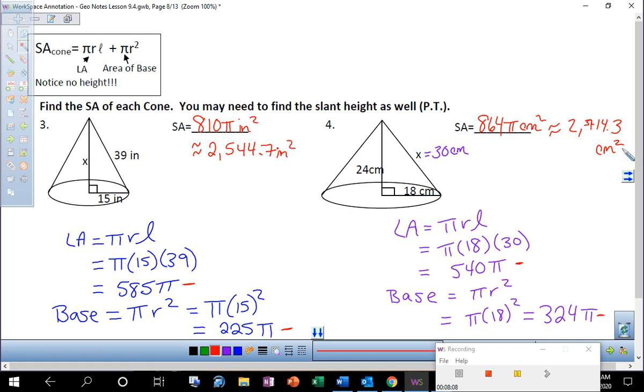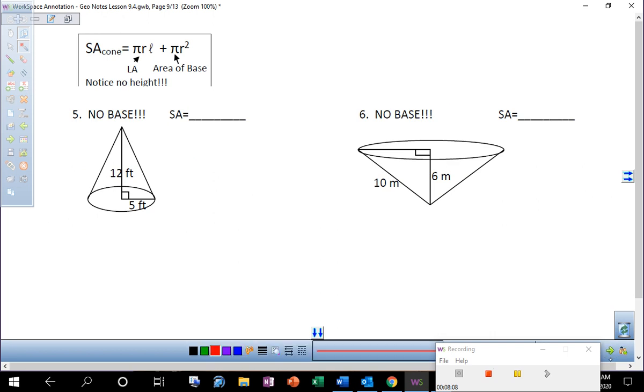So there's your two different types of problems that you'll see for finding the entire surface area of your cone. So hopefully those seem pretty straightforward to you, and those formulas are on your pink cheat sheet, so you have access to those. You just have to remember which formula goes with which shape. Okay. All right. So number 5 and number 6 are just a little bit different.